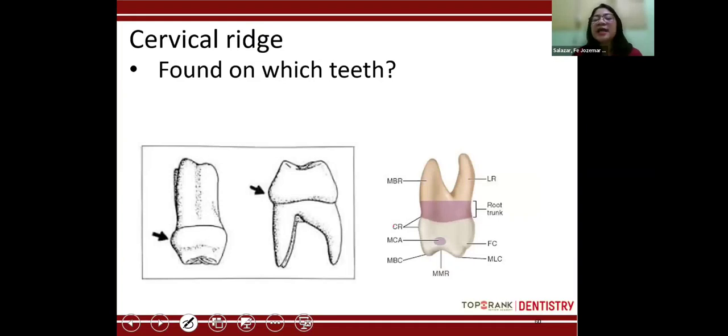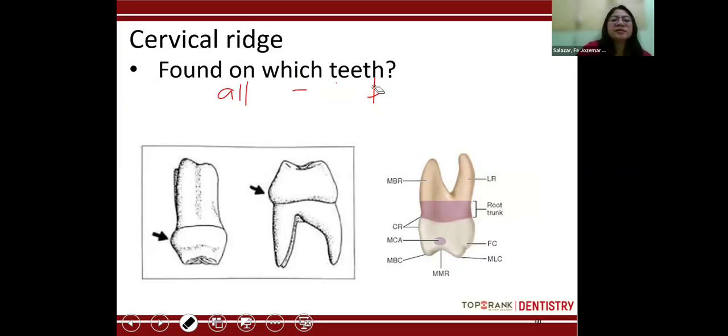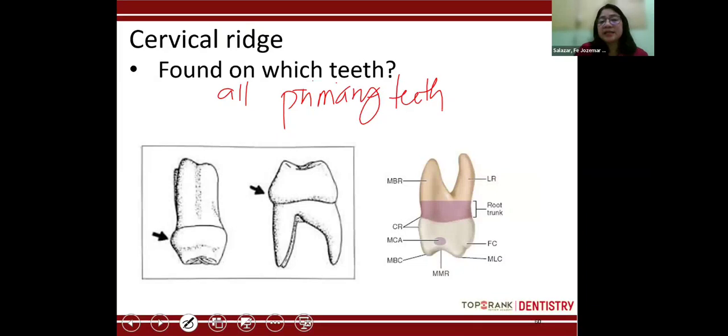Cervical ridge. Saan natin makikita ang cervical ridge? What teeth would have a cervical ridge? All anterior teeth. All primary teeth. Hindi na erase. All primary teeth, anteriors and posteriors, buccally. Okay, so nasa buccal siya. And permanent molars only. Okay, so they are the only teeth with a cervical ridge.